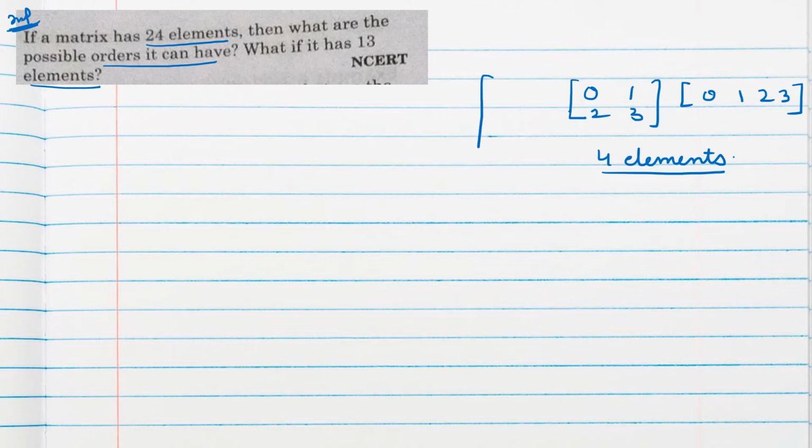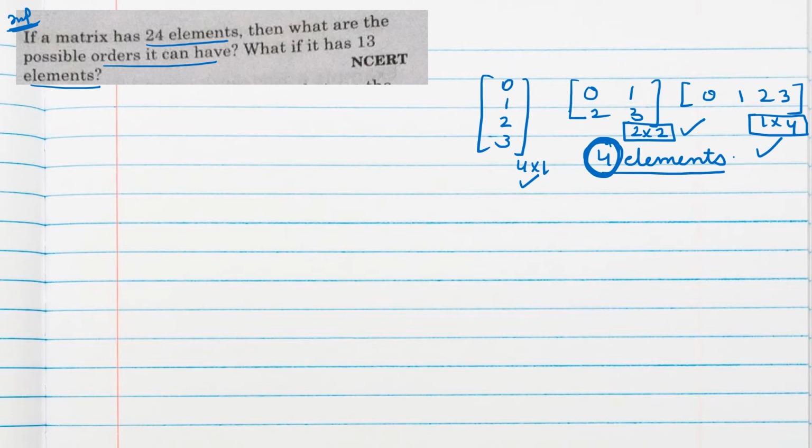Or I can write 0, 1, 2, 3 in other arrangements. So for this the order is 2 by 2, for this the order is 1 by 4, for this the order is 4 by 1. So in simple language, what I am doing is just finding the factors of 4, isn't it? 2 into 2 is 4, 1 into 4 is 4, 4 into 1 is 4.